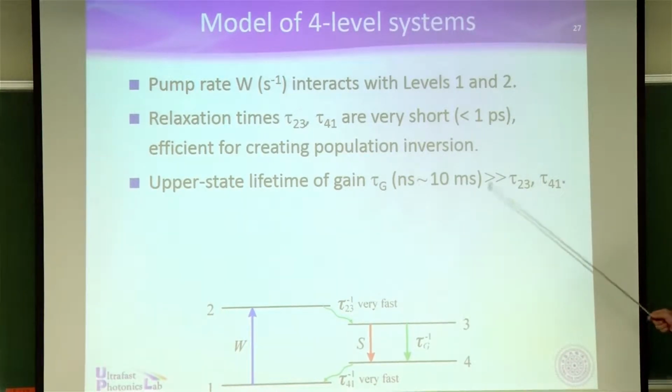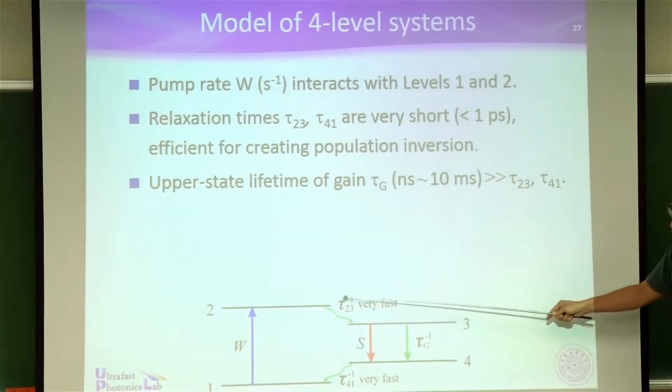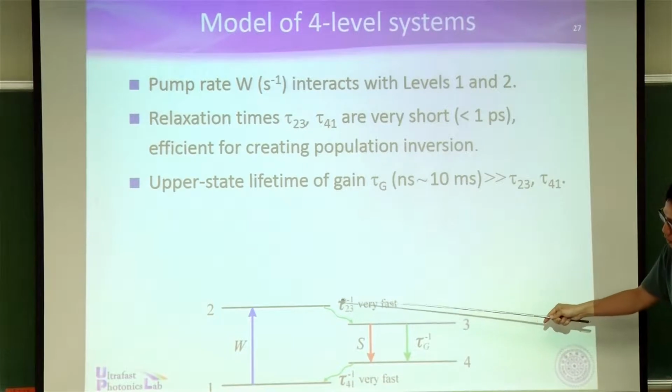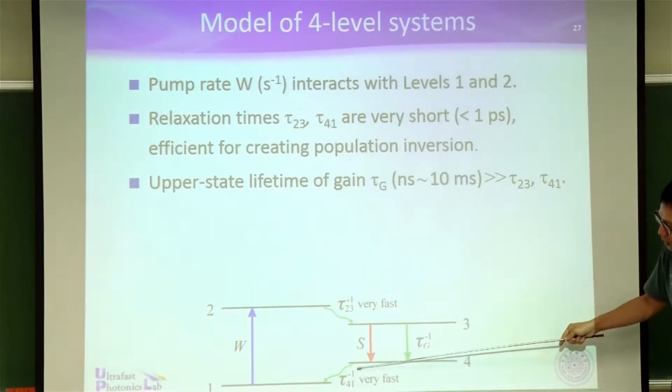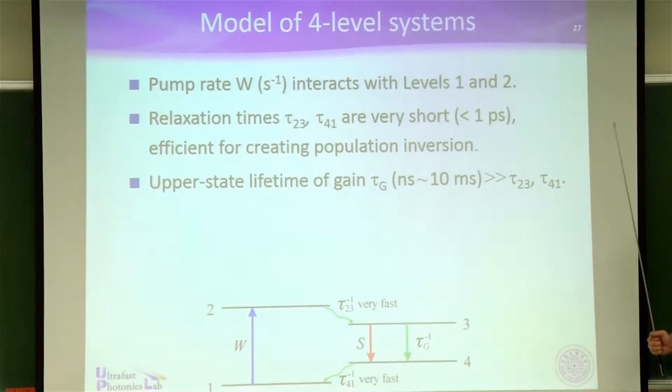But in any case, tau g is always much longer than tau 2-3 and tau 4-1, the relaxation times between levels 2 and 3, and 4 and 1.